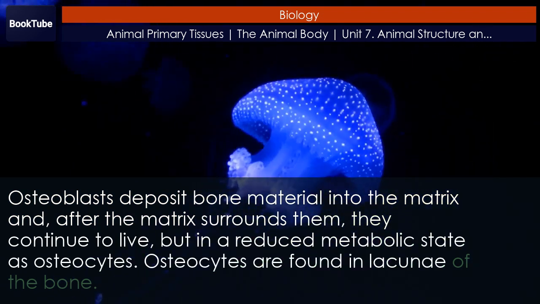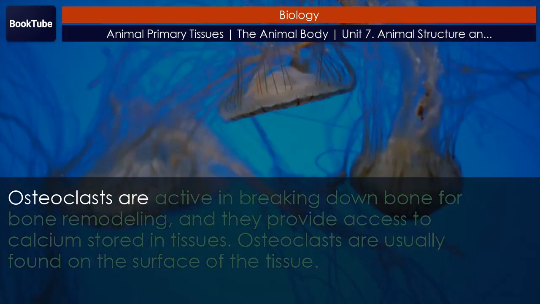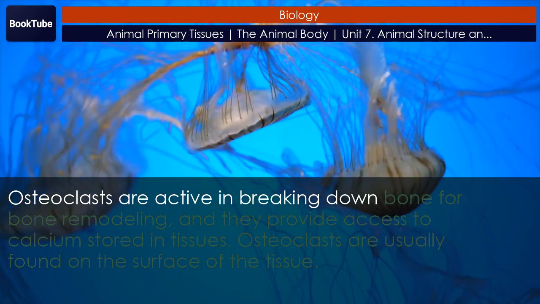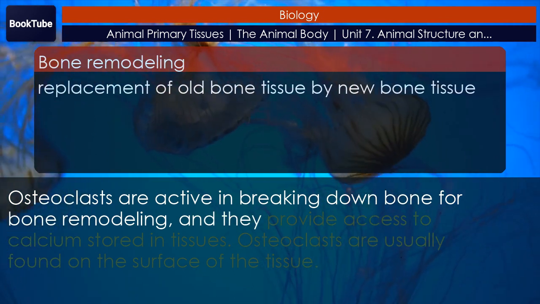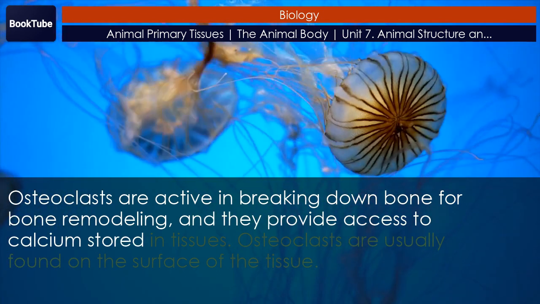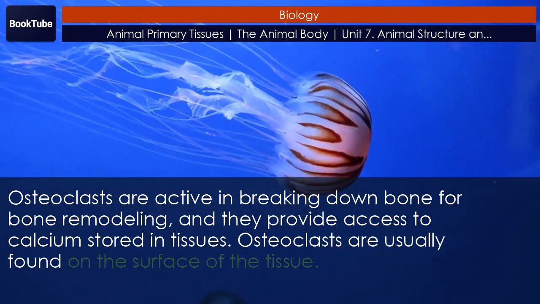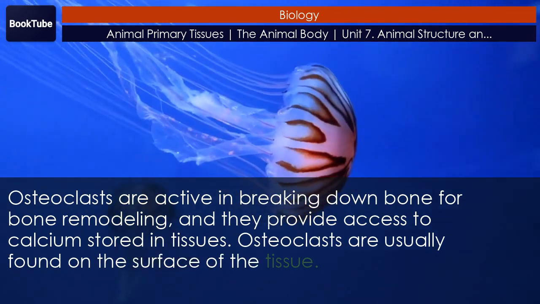Osteocytes are found in lacunae of the bone. Osteoclasts are active in breaking down bone for bone remodeling, and they provide access to calcium stored in tissues. Osteoclasts are usually found on the surface of the tissue.